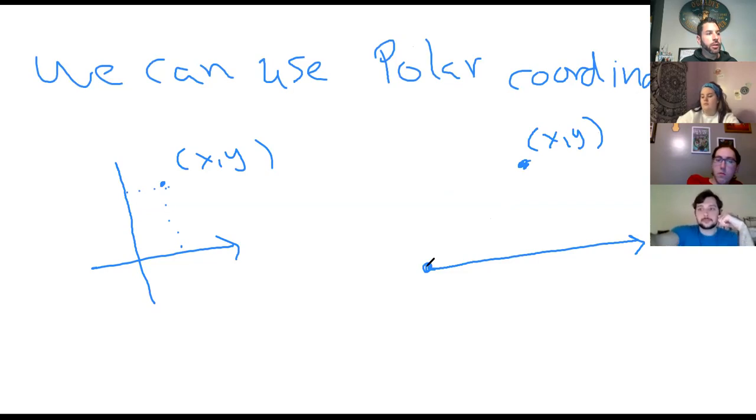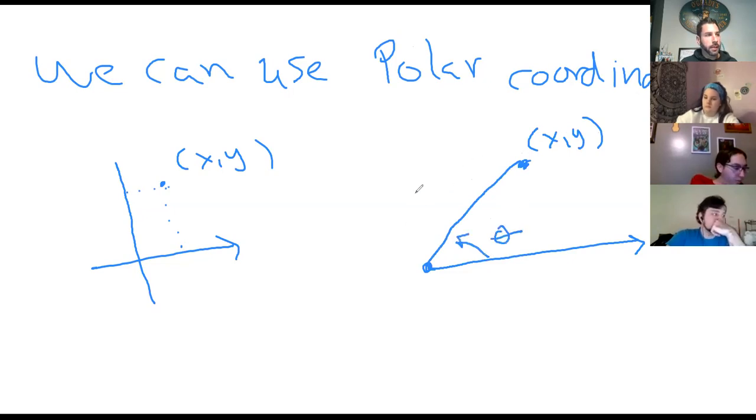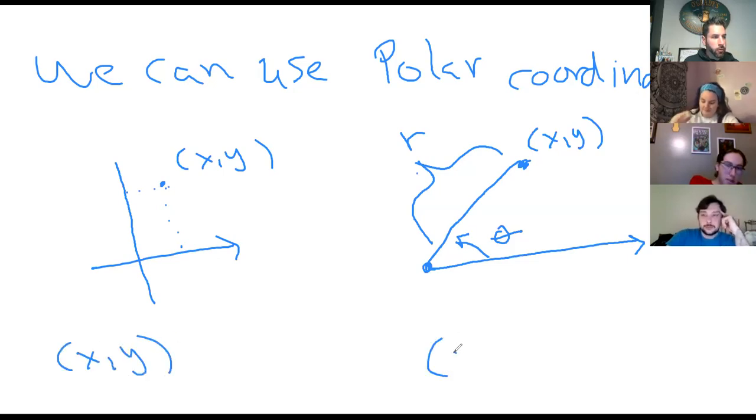and instead of measuring it up and down and left and right, you measure it in the following way. You look at an angle from your horizontal axis. And what you have is a distance, which we'll call R, and an angle, theta. So over here, your points. Here you have X and Y, and over here you're going to use R and theta. Now, you might say, well, why would we want to do this?